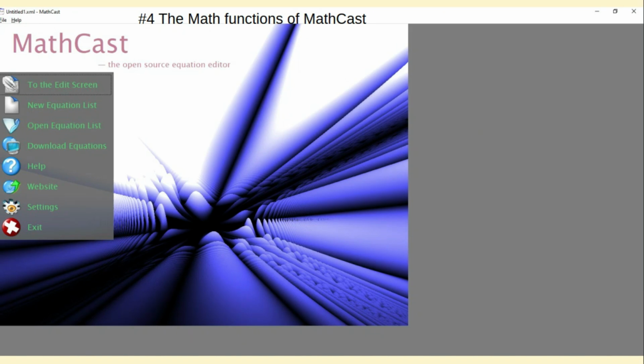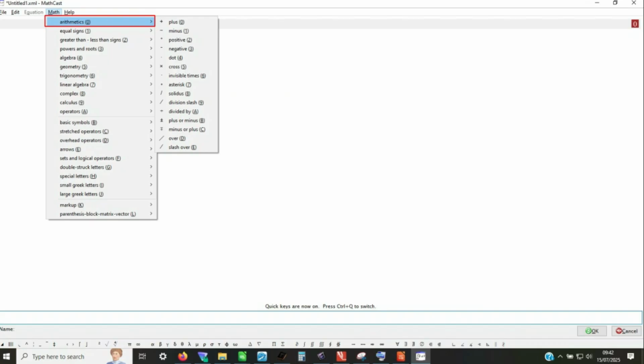Welcome to number 4 in the series of equation editor software, the math functions of MathCast. So let's go to the next screen. I say math as opposed to maths. I'm getting used to saying it now. Now we have a command line at the bottom with all the options there.